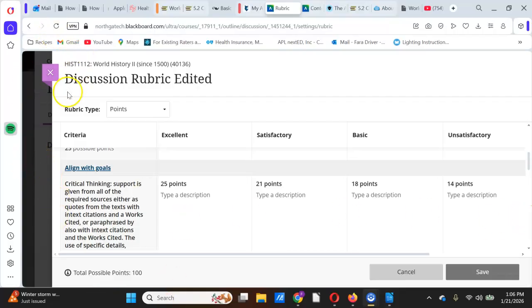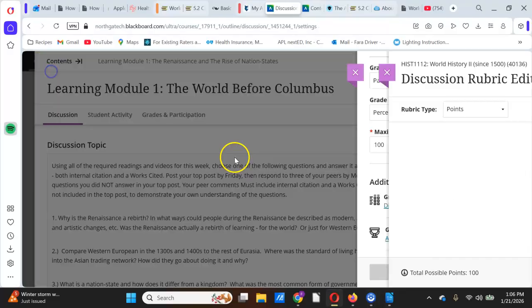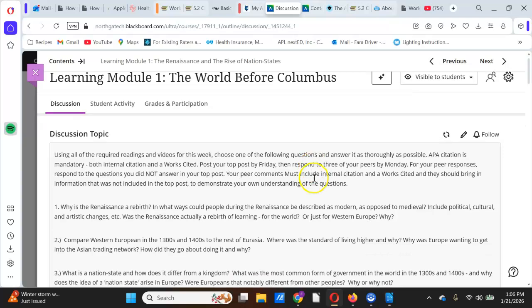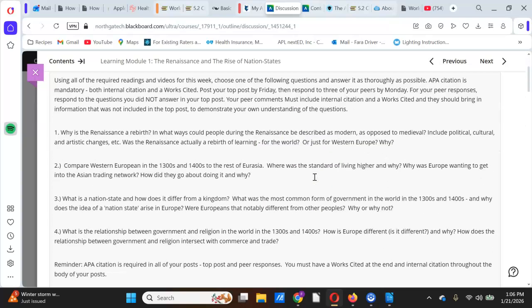All right, with that in mind, I'm going to close the discussion rubric, and we're going to go to the actual questions from this Learning Module 1, The World Before Columbus. All right, so the first question: why is the Renaissance a rebirth?